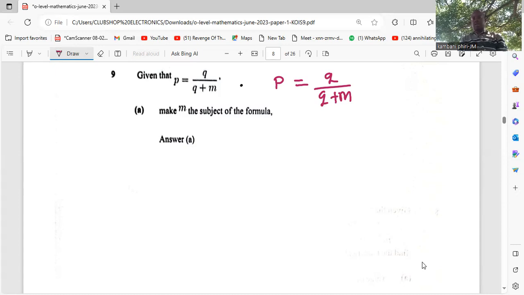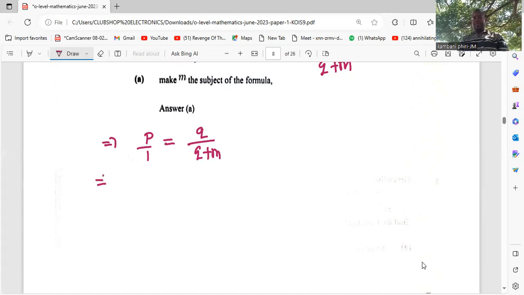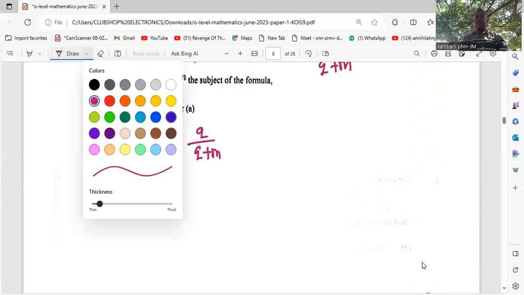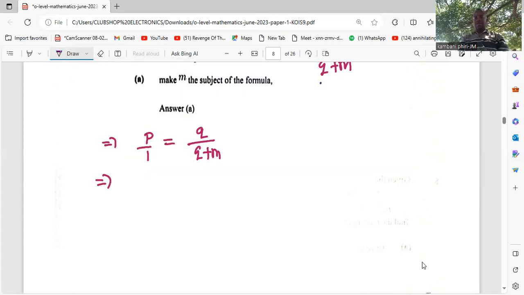In this case, P is the subject of the formula, all right? So we want to make M the subject, meaning that we are going to say P divided by 1 is equal to Q divided by Q plus M. We've introduced a 1 because we have a fraction on the right-hand side, so we need to have a fraction on the left-hand side that is easier for us. You can still use other methods, okay? But this is, I think, more user-friendly and convenient. So we cross multiply because the M is down here, on the part of the denominator.